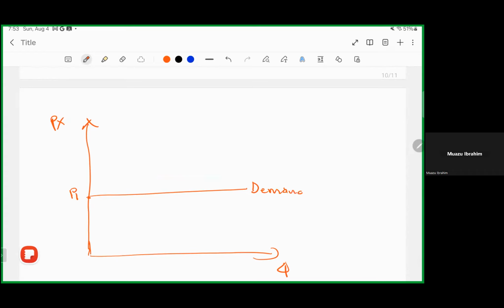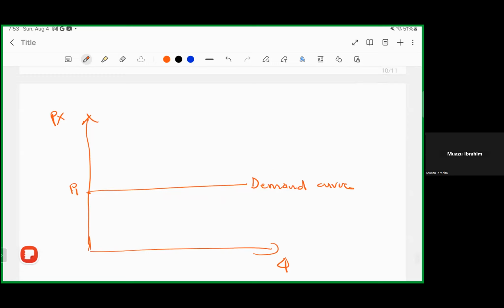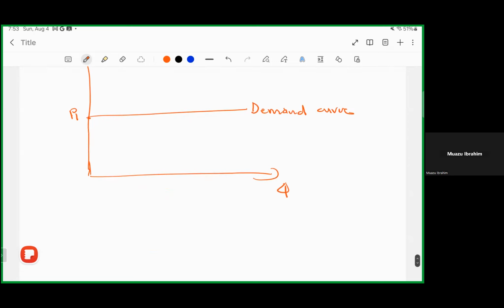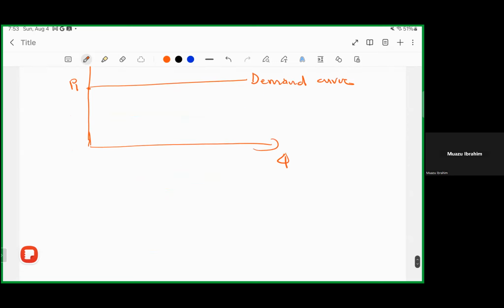This is the demand curve for a perfect competitive market. So with this one, what can you see? We have price here. And we have quantity here, maybe irrespective of the quantity, Q1, Q2. So total revenue.